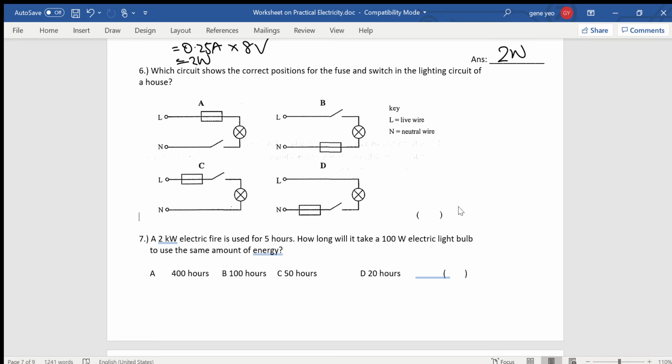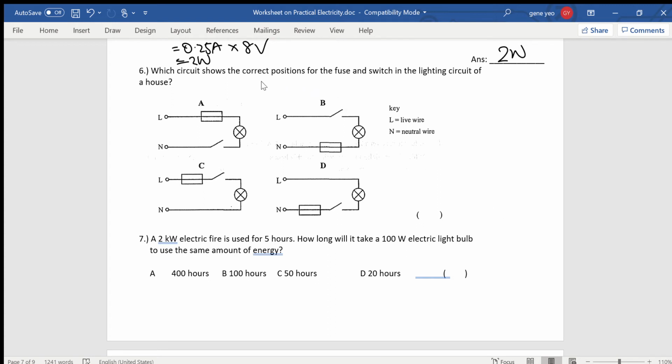Okay, so welcome to the last part of the assessment where I'll be guiding you through the worksheet that I uploaded up on SLS. So this is the part where we finish up this worksheet. We are going to start off with some MCQs first.